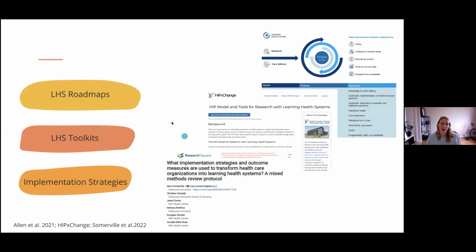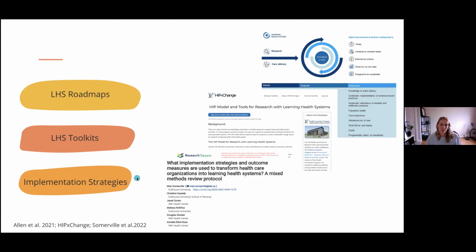So there are roadmaps available. A study by Allen and others came out where they identified key inputs, outputs, and outcomes that should be part of a learning health system, trying to guide researchers when they move to implement a learning health system model. The HIP Exchange has a database with different tools and toolkits related to learning health systems that can help other researchers move towards this idea or model of a learning health system.